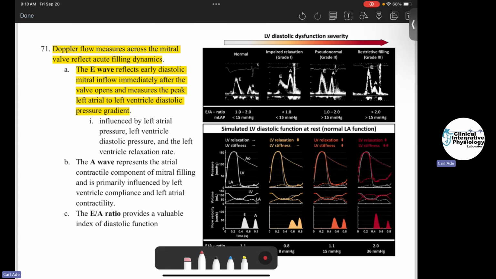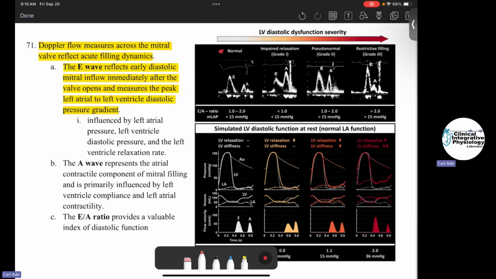If I jump to my figure here a little bit, here's normal. This is velocity, using that Doppler ultrasound: big E wave. If we compare it down here, this is from our Wiggers diagram. Again, here's normal. Here's our left ventricle, left atria, and our aorta. During this early phase here, volume goes up quite a bit in our LV volume, this big E wave. This is influenced by atrial pressure, left ventricular diastolic pressure, and how quickly that left ventricle relaxes.